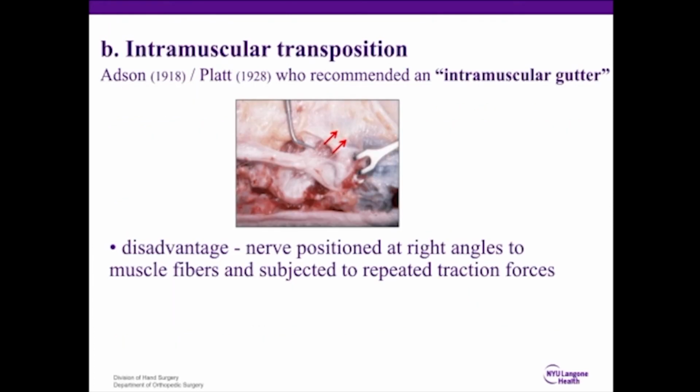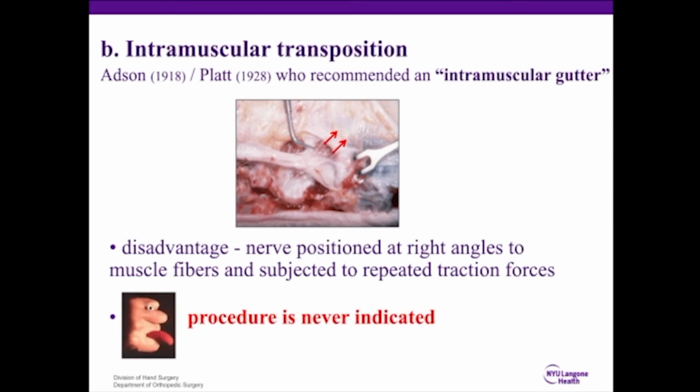Intramuscular transpositions were first described by Adson and then 10 years later by Platt, who actually recommended that the nerve be inserted in what he referred to as an intramuscular gutter. The nerve would be placed over the flexor pronator muscle mass, and exactly where that nerve glided over that part of the muscle, a deep cut would be made in the muscle and the nerve stuck inside the muscle. Obviously, that really made the nerve very prone to traction forces because you could see that the muscle scars to the nerve and causes traction on it. I think this has to be one of the dumbest operations. I don't think it's ever indicated.